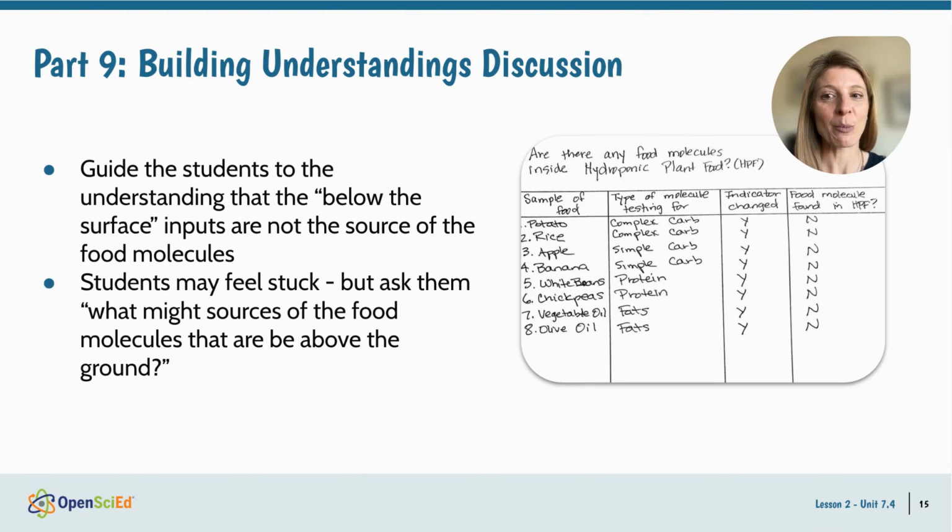This brings us to part 9. And this is happening at the end of day 2, which is our building understandings discussion. The purpose of this lesson is to consolidate the finding that the below the surface inputs are not the source of the food molecules. Now, the kids might feel stuck here because we just eliminated the most likely sources, but this is exactly where we want them.